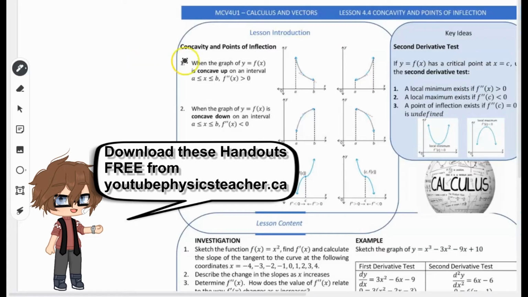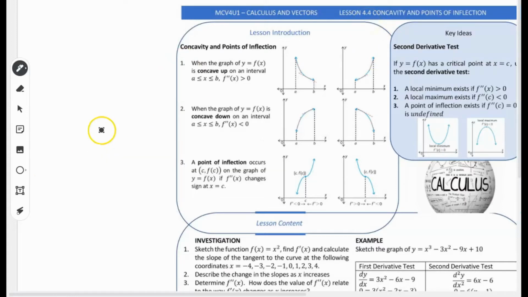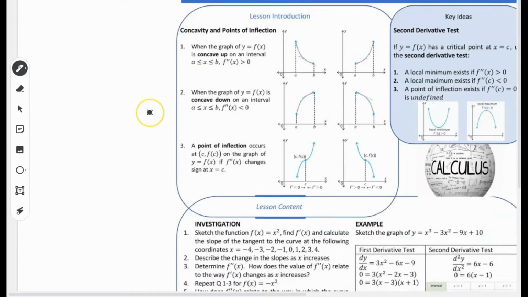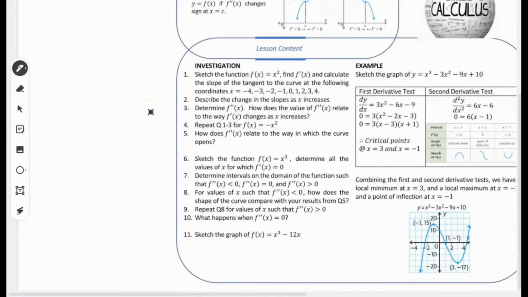Okay, so this is lesson 4 for this chapter. We're going to be doing concavity and points of inflection. So what that means is we're going to be looking at the second derivative and how that's going to help us graph these functions. So let's start with a little investigation.